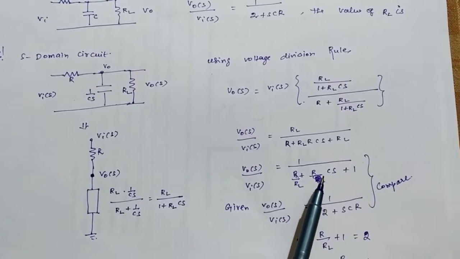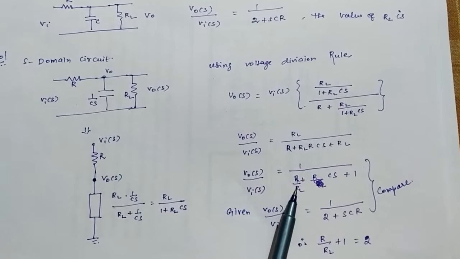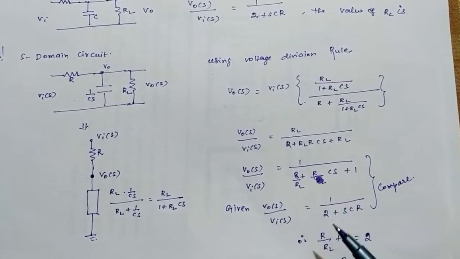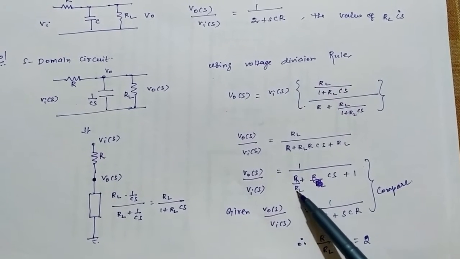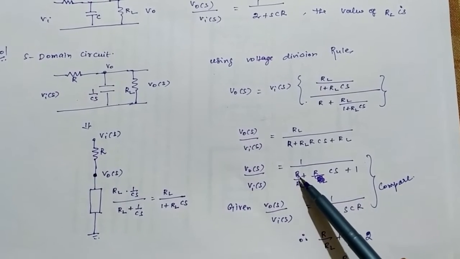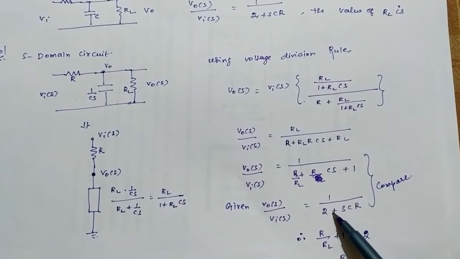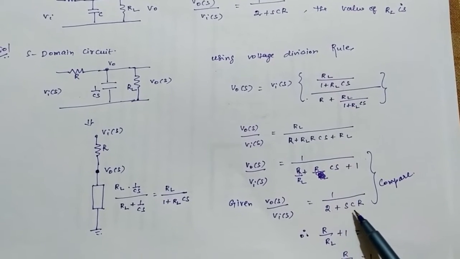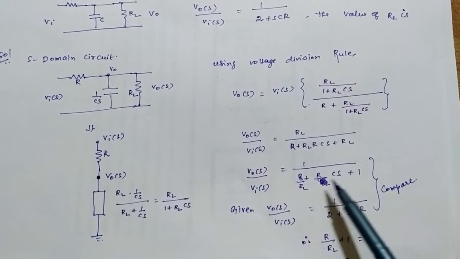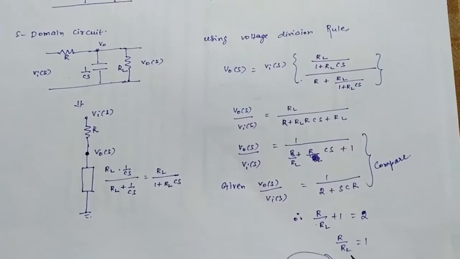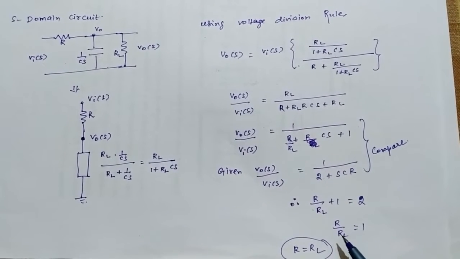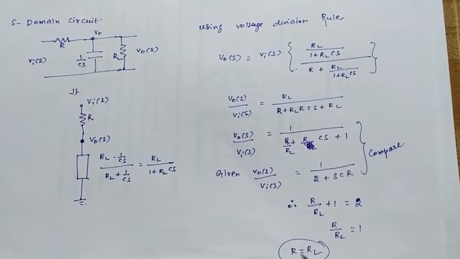that is R plus, when we compare this, that is RCS, this R divided by RL plus 1 is equal to 2. Remaining, this SCR is as it is. So R divided by RL plus 1 is equal to 2. Therefore R divided by RL is equal to 1. So R is equal to RL.